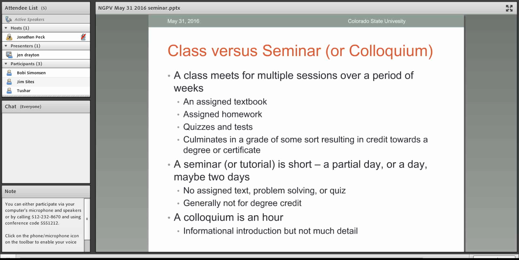a degree or certificate. A seminar or a tutorial is something I think of as being much shorter, a partial day or maybe 2 days at the max, where there's no assigned textbook, there's very little problem solving, no quiz, and it's generally not for credit towards a degree. A colloquium is really an hour. It's not very long. It's mostly an informal introduction, and there's really not a lot of detail about the subject.